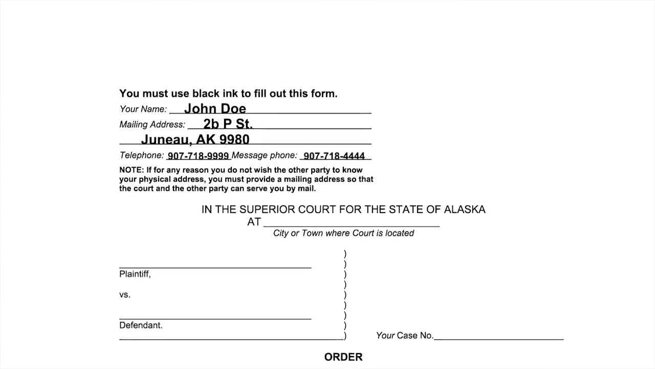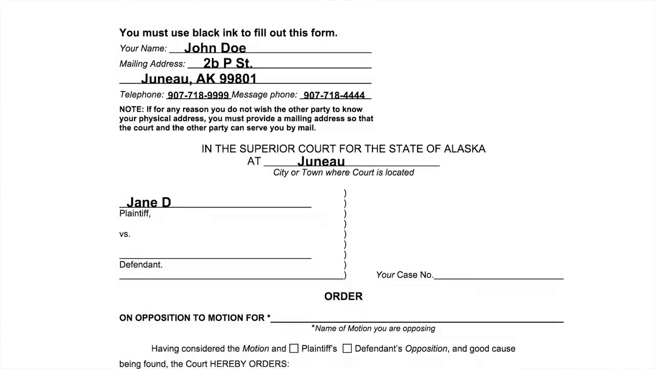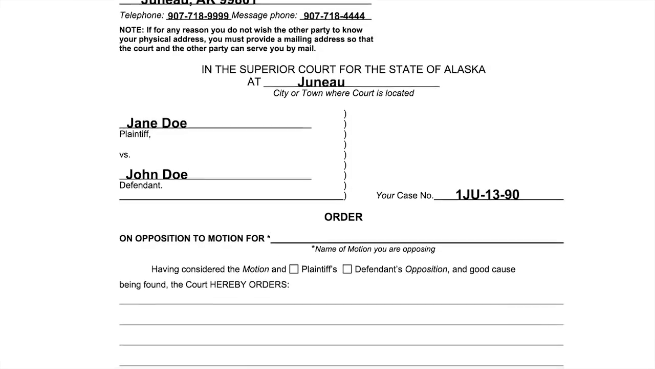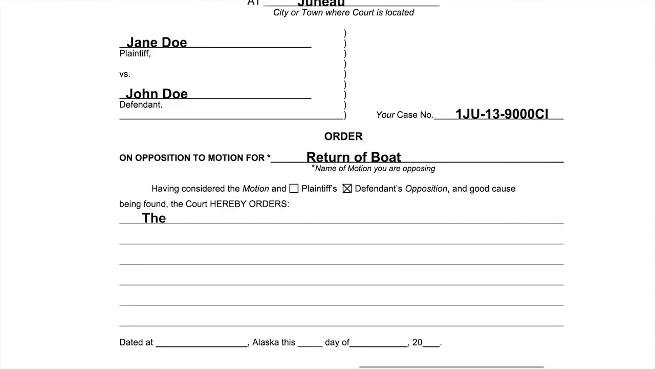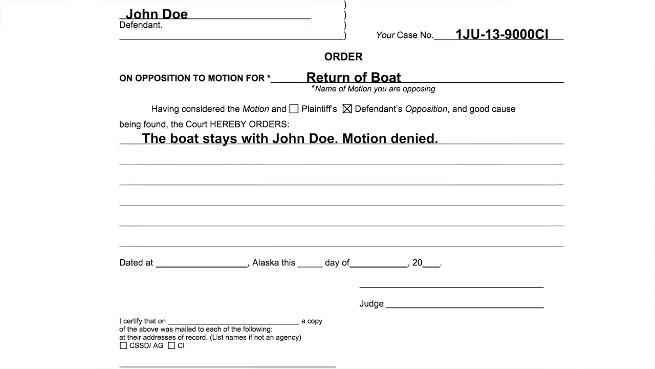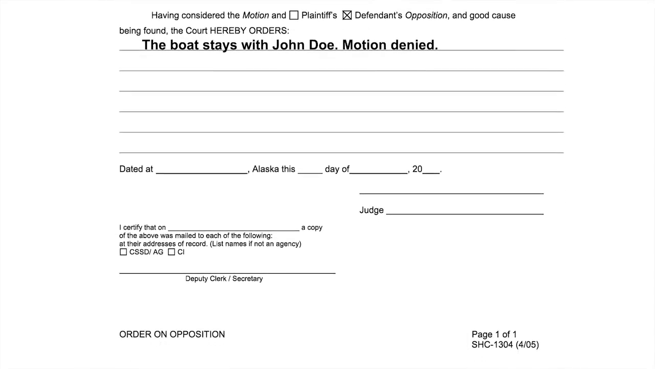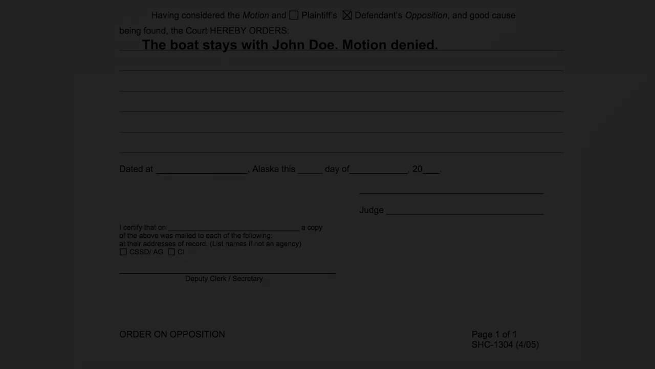This third form, the order, requires the same identifying information as the other 2. This is the order you are asking the judge to sign. If you disagree completely with the original motion, the order should say something like, "Motion denied." You will not sign the order. It is for the judge to sign or reject or change.